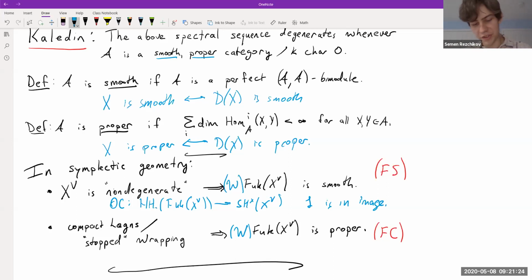As for properness, there are all kinds of natural geometric conditions that correspond to it. You could consider only compact Lagrangians, and then these things are going to be homologically finite dimensional. Or if you're going to do some version of the wrapped Fukaya category, you need to make sure the wrapping is fully stopped, like in the Fukaya category of a Lefschetz fibration.